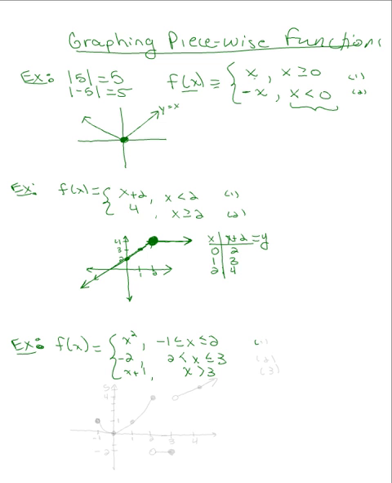Notice that the first piece is a parabola. We can plug in negative 1. Negative 1 squared is 1. So the point negative 1, 1 is on here. We can also substitute 0. 0 squared is 0. And 1 squared is 1. And finally we plug in 2 into the squared function. And when we do that, we get out 4. Now this is going to be a closed circle because we can include 2. So that is our first piece.